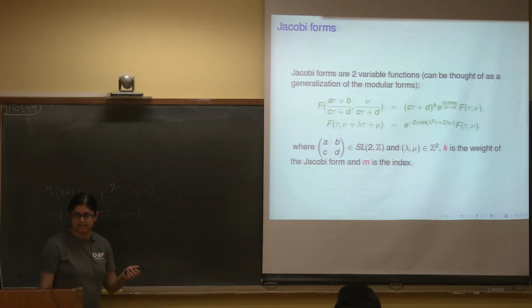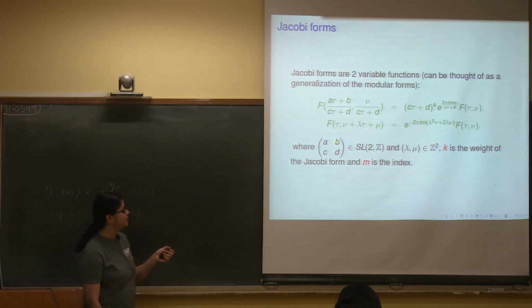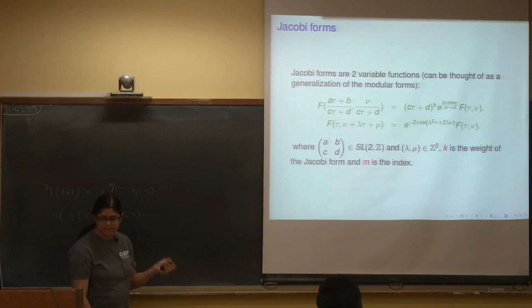Now, I will just briefly describe the Jacobi forms also. These have two properties. One is similar to the modular function properties, called the modular property, and the second property is called the elliptic property on the torus. And this m is the index of the Jacobi form and k is the weight.